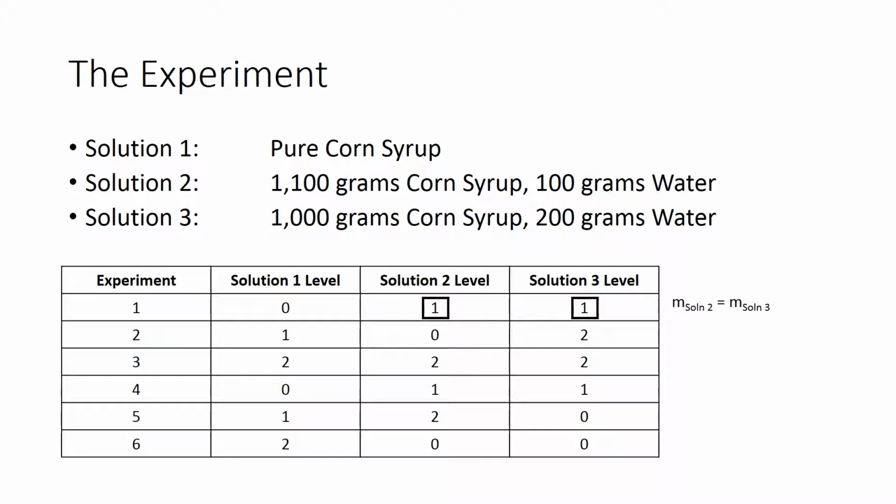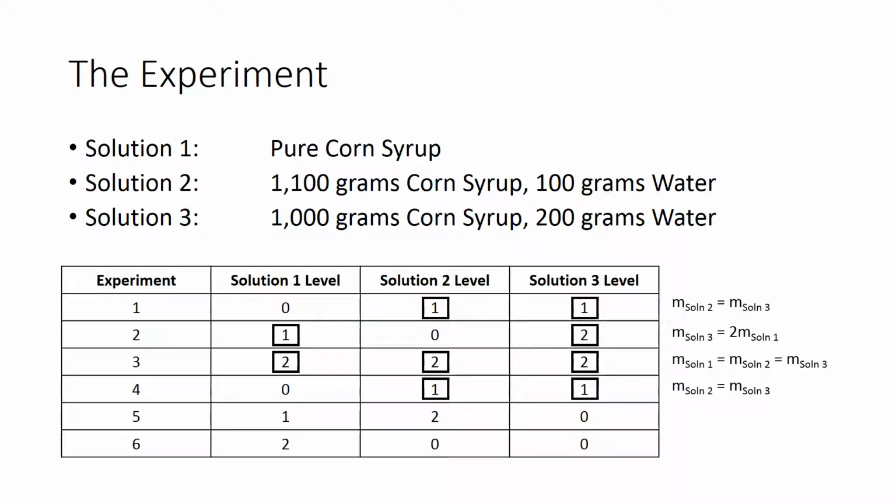So for experiment number 1, we would mix solution 2, which is solution B, in equal parts on a mass basis with solution C. For the second experiment, the mass of solution 3 will be twice the mass of solution 1. Experiment 3 will have equal masses of solutions 1, 2, and 3. Experiment 4 is equal masses of solutions 1 and 2.